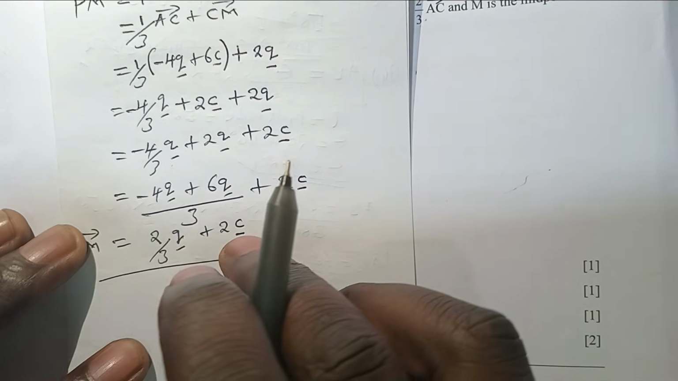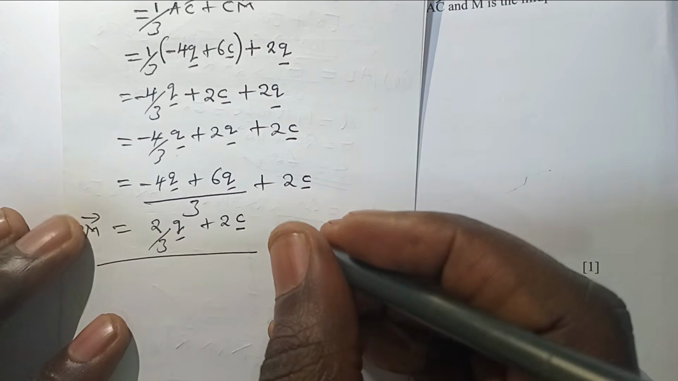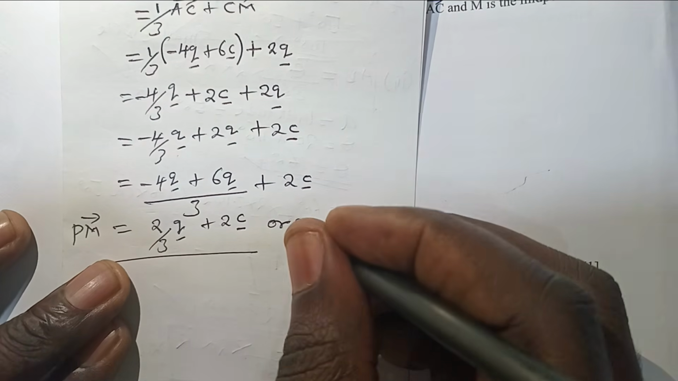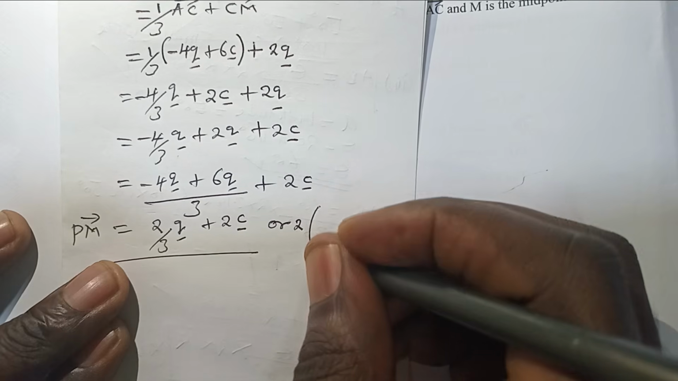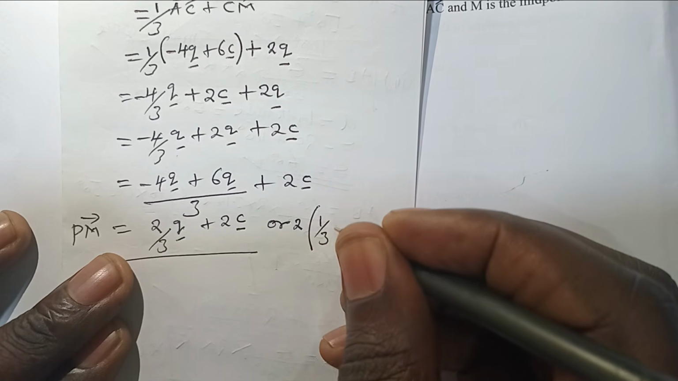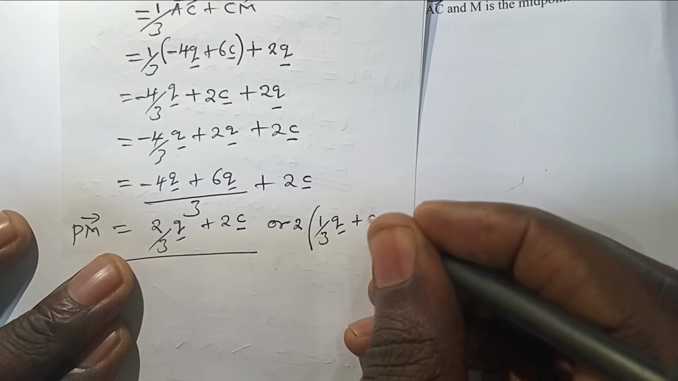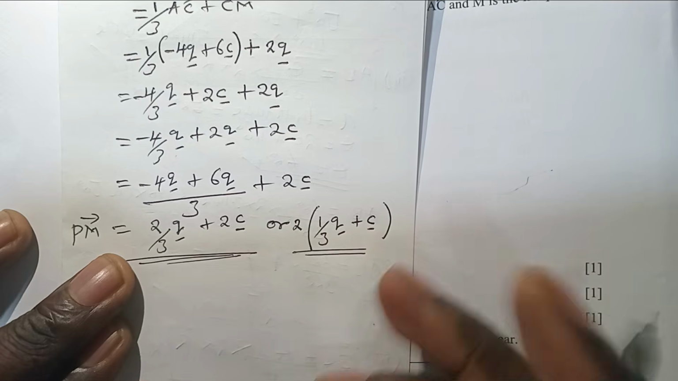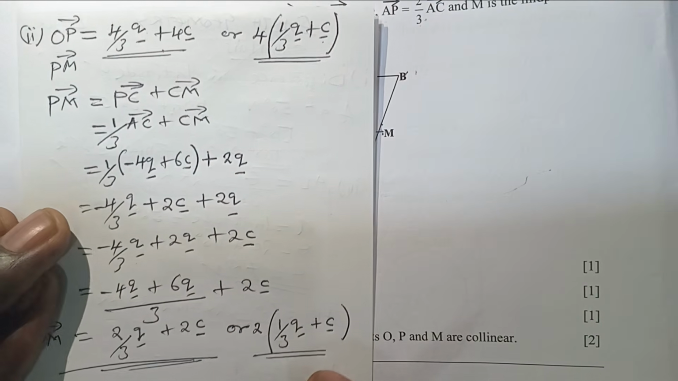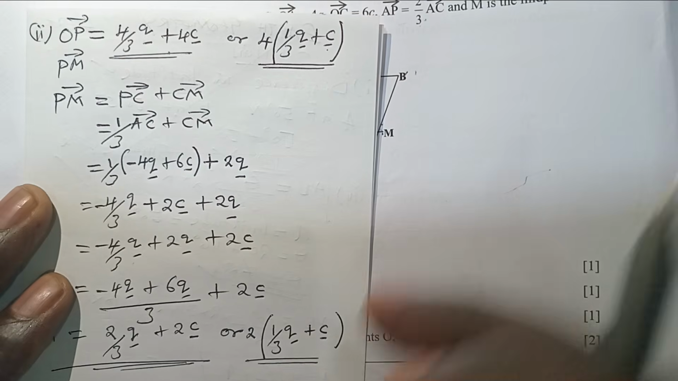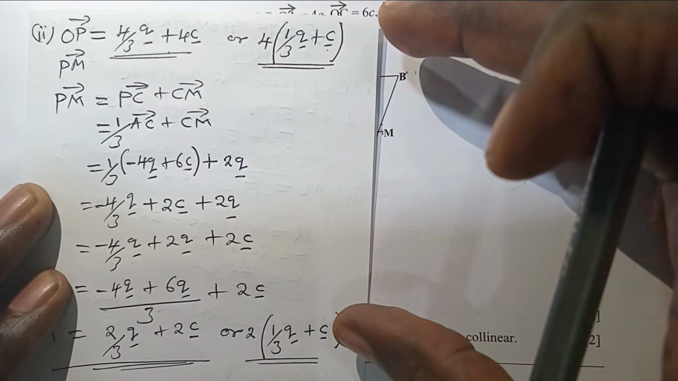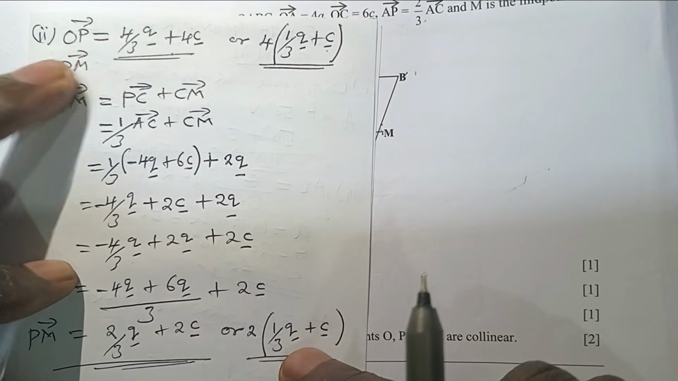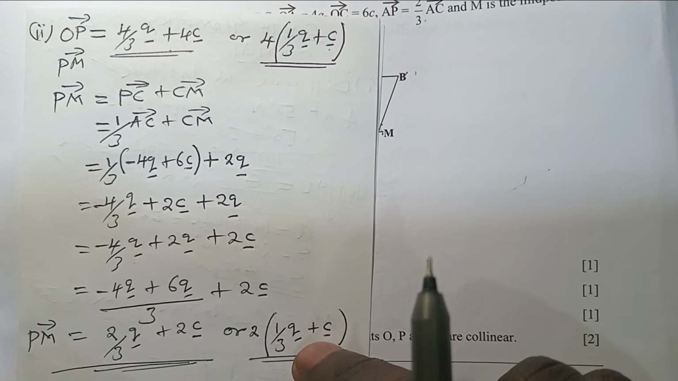Now, when we look at this, it can also be written as, the 2 is common, if we factor it out, we are going to remain with 2 outside. Then inside, we are going to have 1/3Q under bar plus C under bar. So this is equal to what we have here. Now, let's compare the one from OP and the one from PM, which we have at the end of our calculation here.